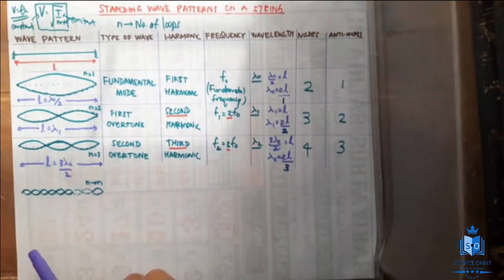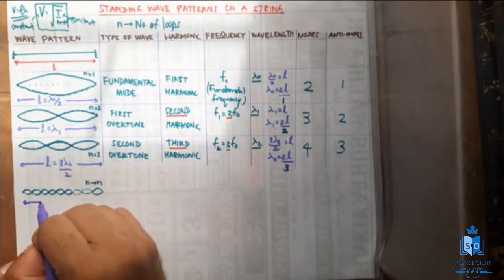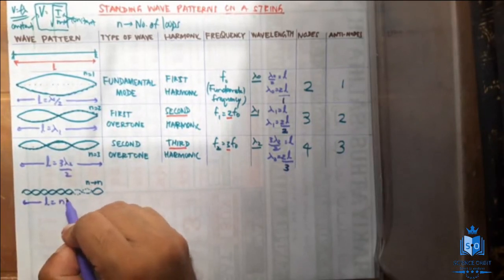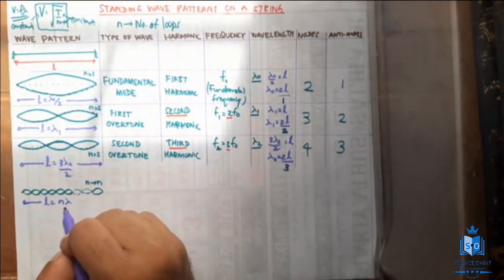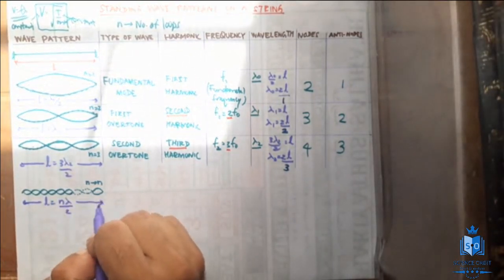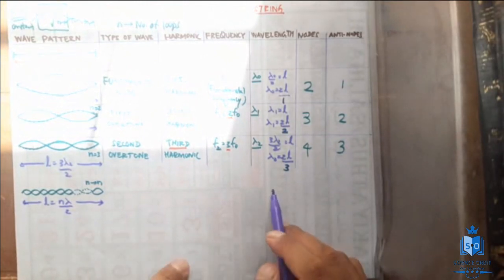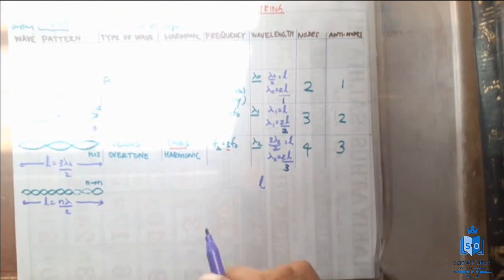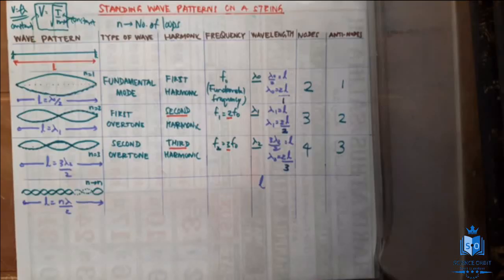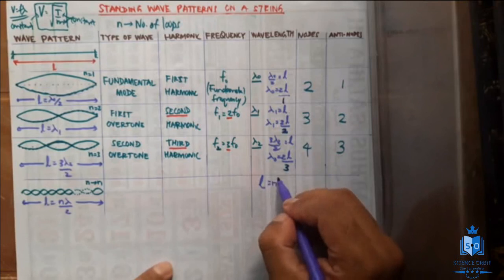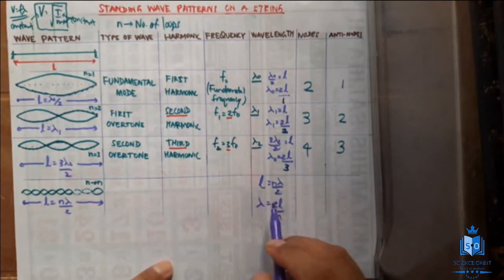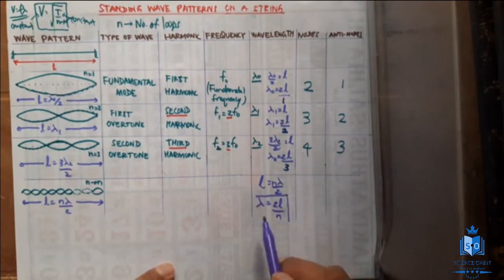Now, when you compare the length, what is going to be the length now? Length is L, no change in that, and the length is going to be n times lambda by 2. We'll take lambda by 2 as the common one. So L is going to be n lambda by 2. So lambda is actually equal to 2L by n. This is the common equation for lambda. We can derive this common equation. I hope you understood that.